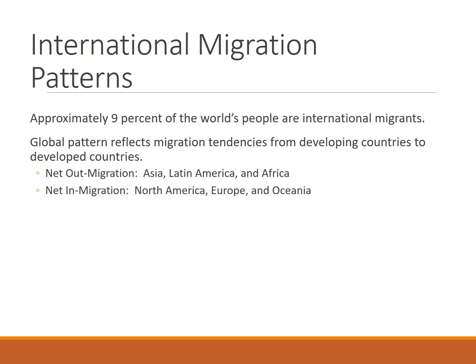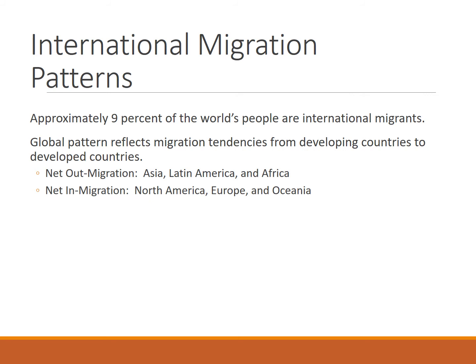About 9% of the world's people are international migrants. That means that about 9% of our population on Earth is living in a country other than where they were born. They have moved permanently or semi-permanently to another country. And when we say moved permanently, we don't mean they necessarily have to die in that country. They have to live there the rest of their lives. But they've moved there with no intention of moving back, no plans for moving elsewhere. That is what we mean when we refer to someone as a permanent migrant.